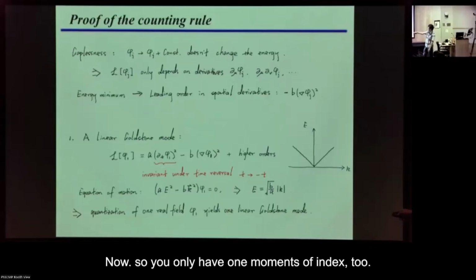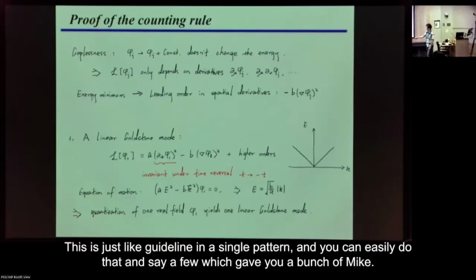And in order to write down such an action, it's okay to have just one boson field, basically just one broken symmetry, and write down a linear Goldstone mode. So every real field corresponding to a broken symmetry can give you a linear Goldstone mode.